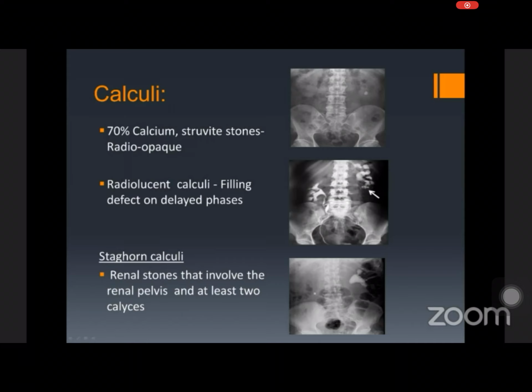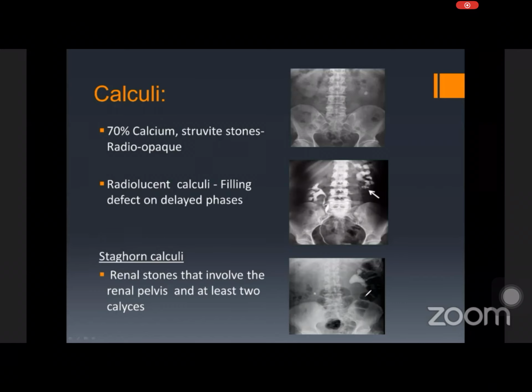So coming to the next morphology, which is the Staghorn calculus. A Staghorn calculus is a calculus which involves the renal pelvis and extends to at least two calyces. So in this SCOUT image, we see a large calculus which is completely occupying the left renal pelvis and is extending to the upper pole calyces. This is suggestive of a Staghorn calculus.